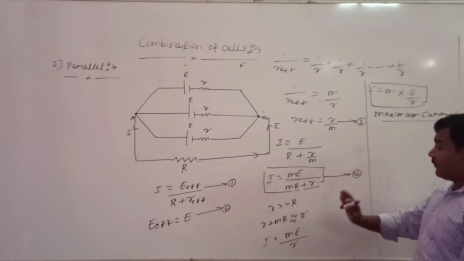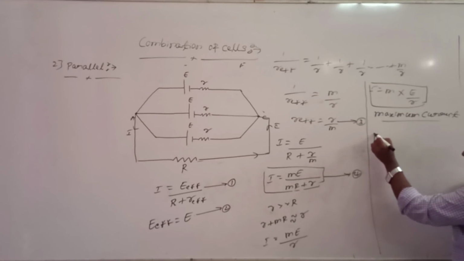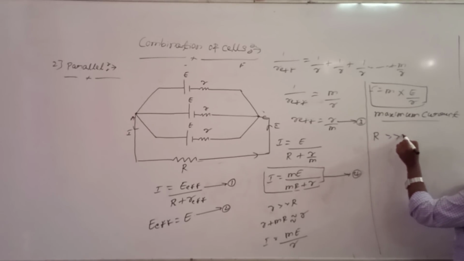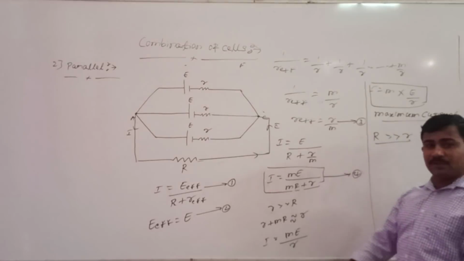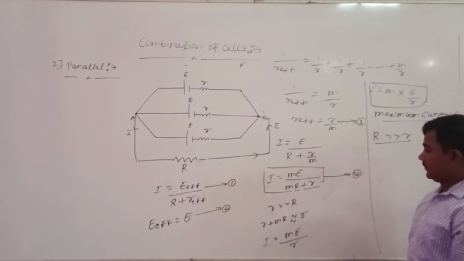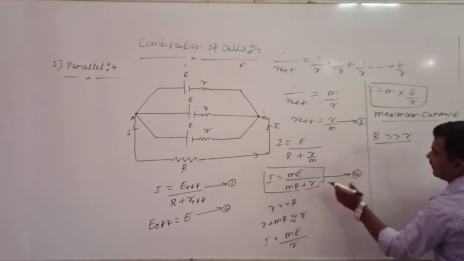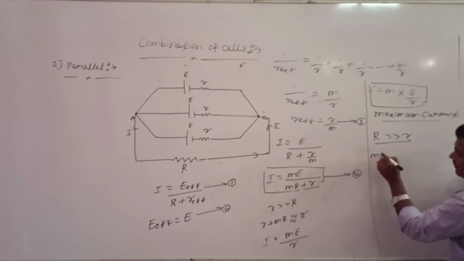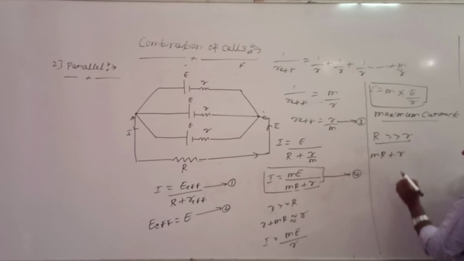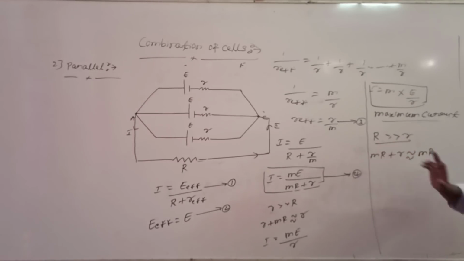Then for minimum current, what to do? Again we will take. For minimum current, if capital R is greater than small r, I mean external resistor is very larger as compared to internal resistance of the cell. If capital R is very greater, then what about this equation? See here this value. This value m into capital R plus small r is nearly equal to m into R, because small r is neglected as compared to capital R.